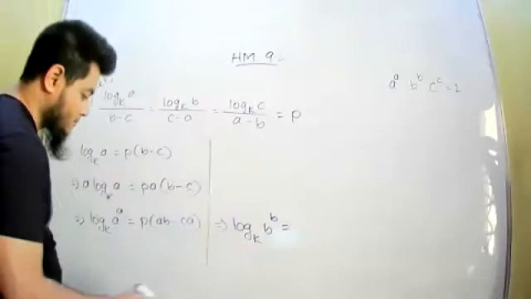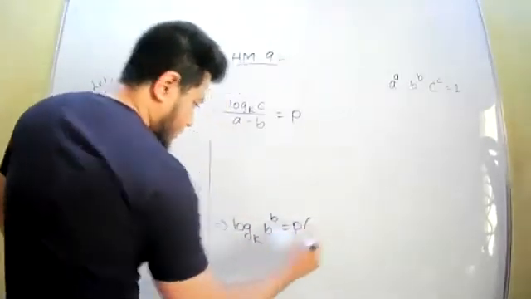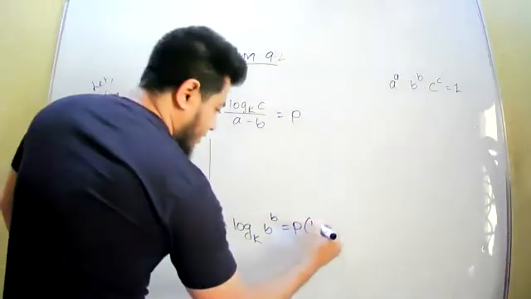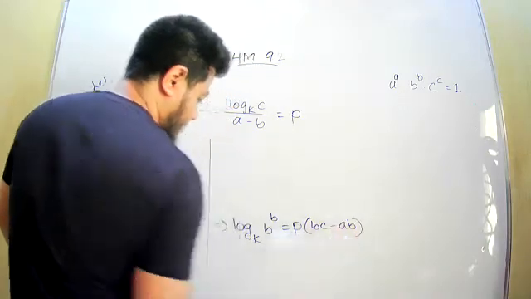Naharin, বুঝতে পারছো? জি স্যার। Then you will get from here BC minus AB, okay?